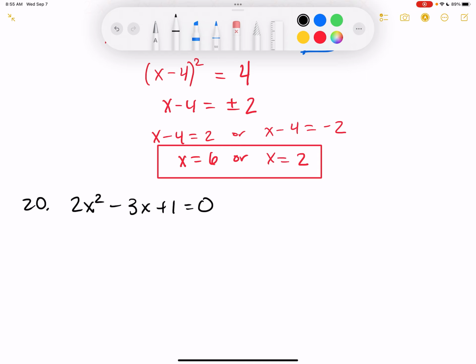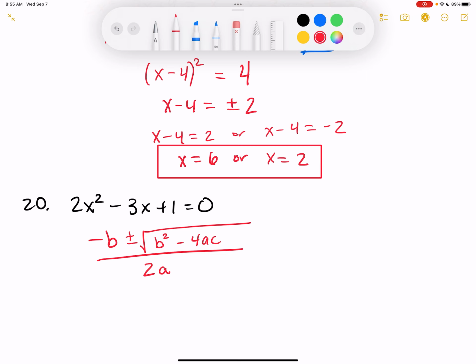All right, so quadratic formula is what? Let's just write it down as a refresher. X equals the opposite of B, negative B, plus or minus the square root of B squared minus 4AC, all over 2A.